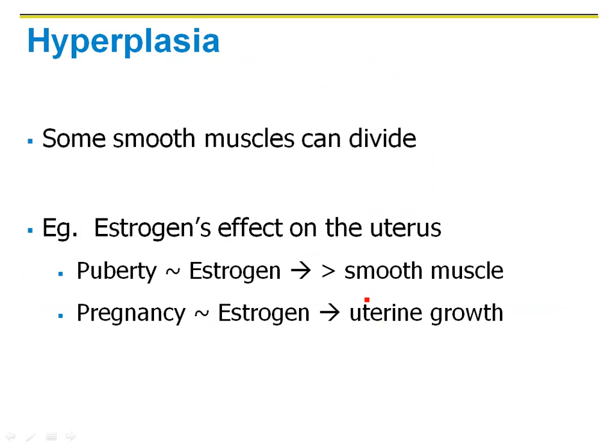Also, what's different about smooth muscle is some smooth muscle can divide. Skeletal muscle, no way. An example of smooth muscle that can divide is that which is in the uterus. Because of the hormone estrogen during puberty and pregnancy, the uterus muscle layer can grow.